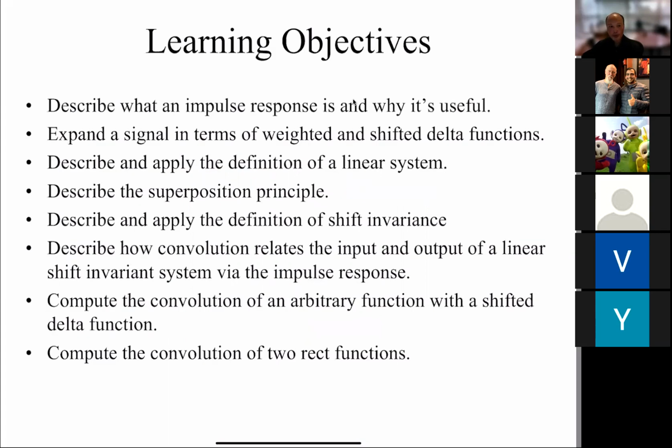There are a lot of different objectives we're going to try to cover today. We're going to go over impulse responses and talk about why that's useful. We're going to look at signal expansions. We're going to describe and define linear systems, look at superposition, shift variance, and then talk a little about convolution and do a few simple convolution examples, really focusing on the convolutions that will be most useful for this class.